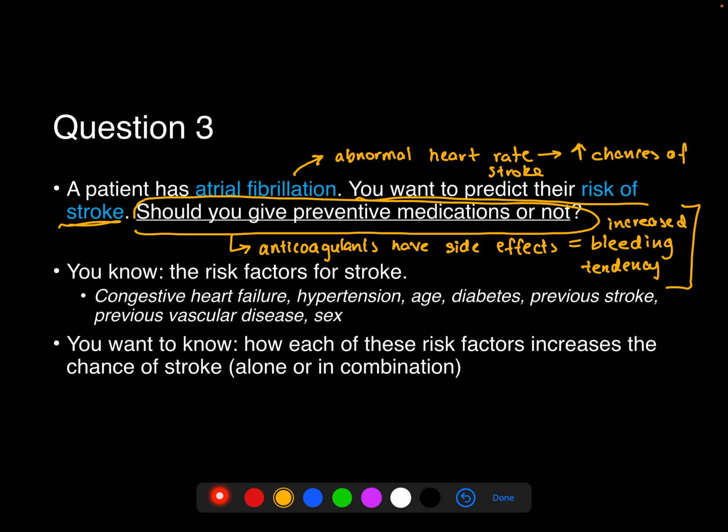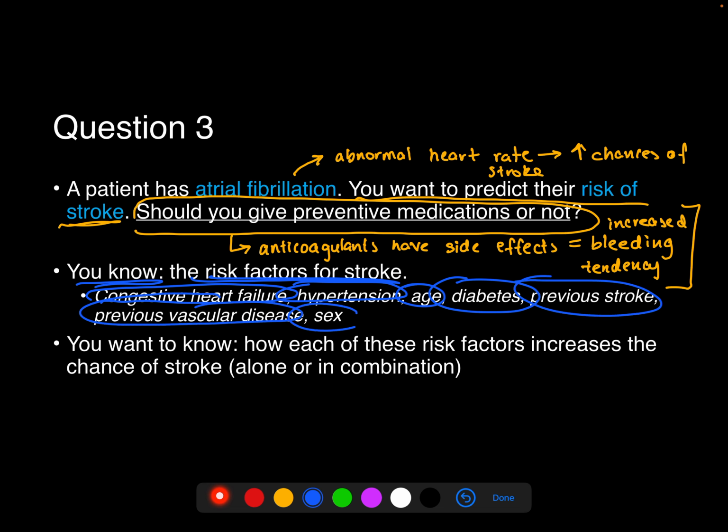Okay, so to break this down further, what you do know are the risk factors for stroke. So there's congestive heart failure, hypertension, age, diabetes again, previous stroke, previous vascular disease, and the patient's sex. What you want to know is how each of these risk factors increases the chance of stroke, whether alone or in combination.